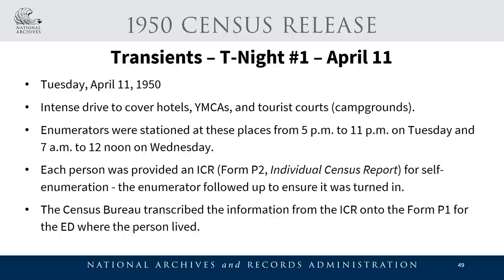One of the situations in which the Form P2 was used was on transient night number one, T night number one, on April 11, 1950, which was an intense drive to cover hotels, YMCAs, and campgrounds where people would be found who were traveling. There were about 700,000 people who were enumerated in this way at these locations. Enumerators were stationed at these places from 5 p.m.